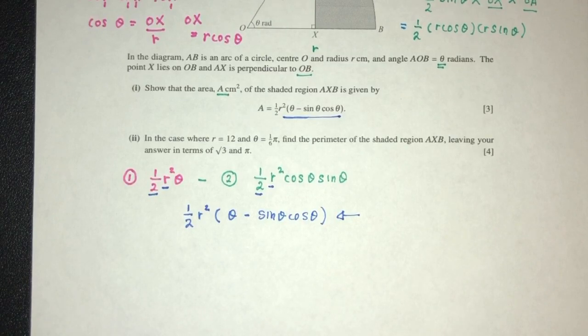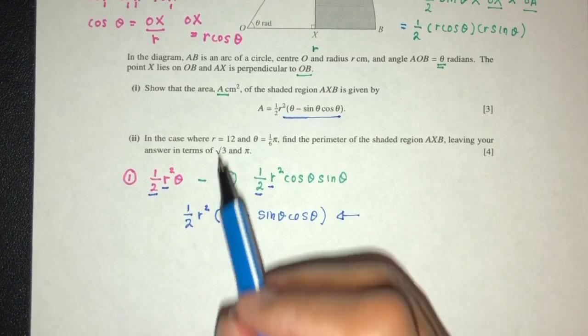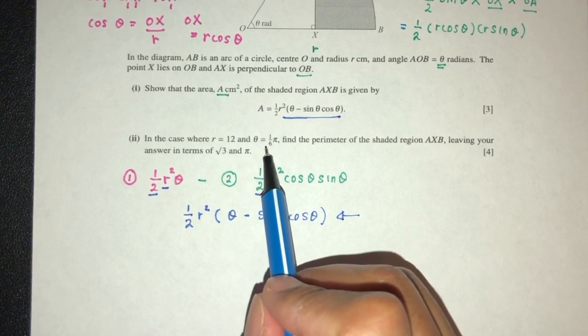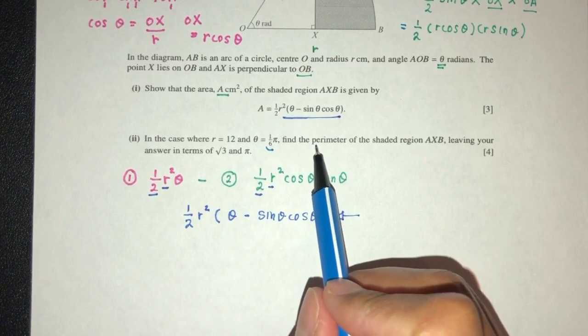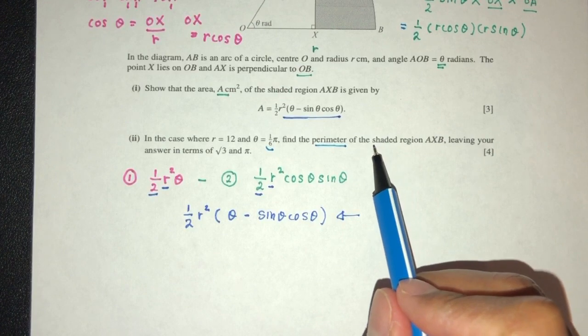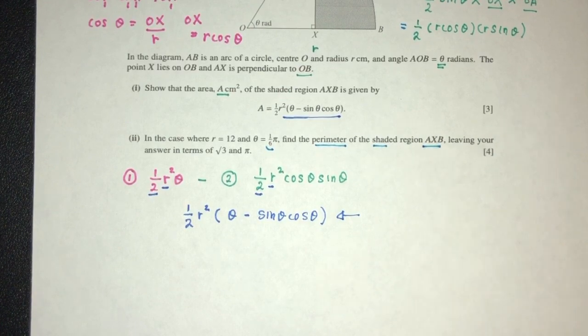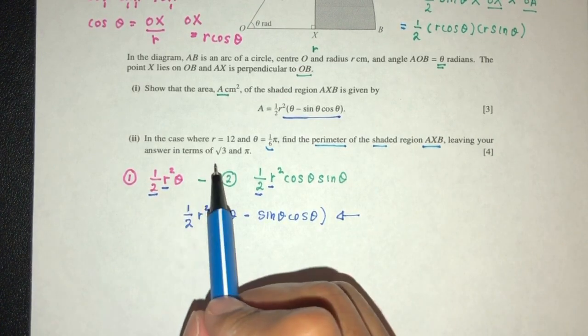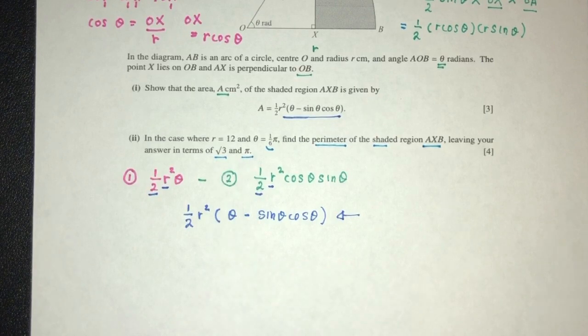Now let's move on to part 2 of the question. In the case where the value of r is 12 and theta is 1 over 6 pi, find the perimeter of the shaded region AXB, leaving your answer in terms of root 3 and pi, so exact values.